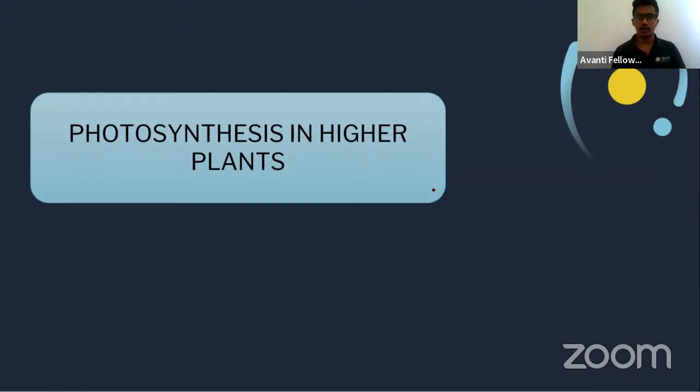All right. So today we are starting a new chapter, that is photosynthesis in higher plants. This is a doorway that opens us to discuss plant physiology. And physiology is beautiful. You really get to the mechanics of how things work.